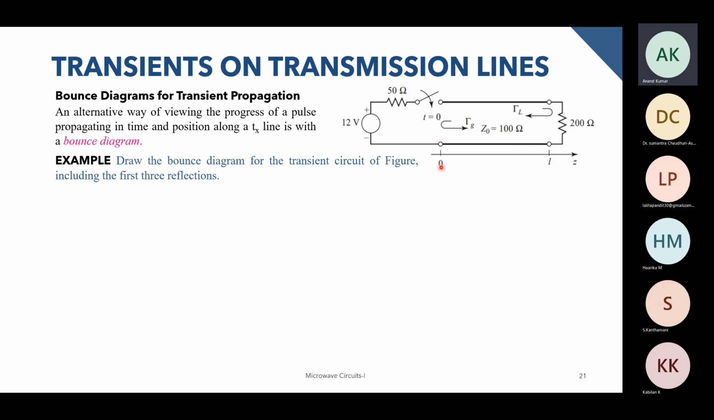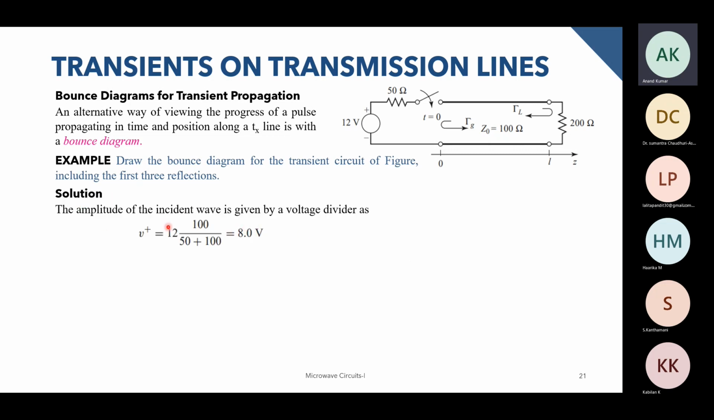The source is at z equal to 0, and the load is at z equal to L. The question asks us to draw the bounce diagram for the transient circuit of this figure, including the first three reflections. So we have to draw the first three reflections. Yes, so we'll start with the solution.